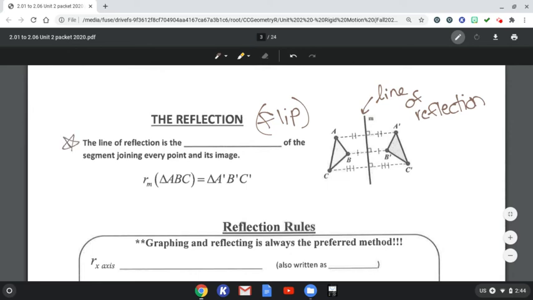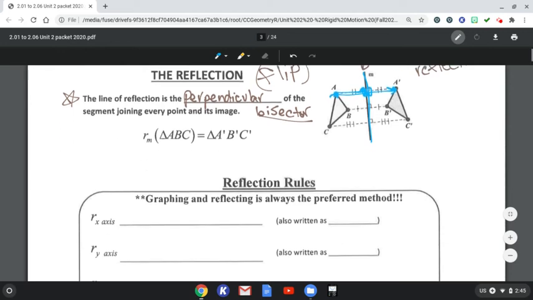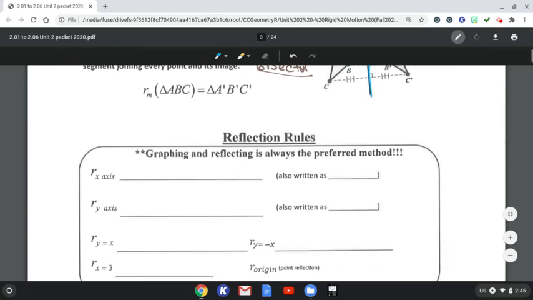And the line of reflection is the perpendicular bisector, which we just did in our last set of notes, of the segment joining every point to its image. So if I were to connect this point A to A prime, the line of reflection is perpendicular and you find the midpoint because from each point to the line of reflection is equal distance to its image point. So reflection rules.